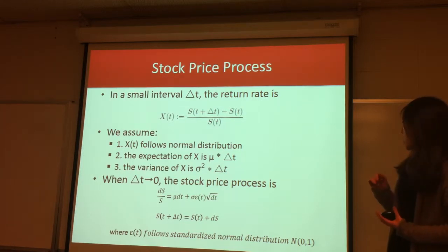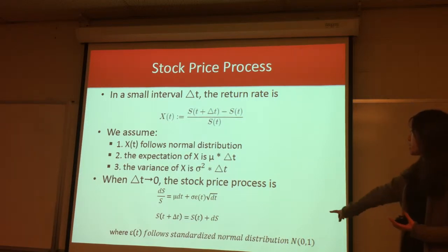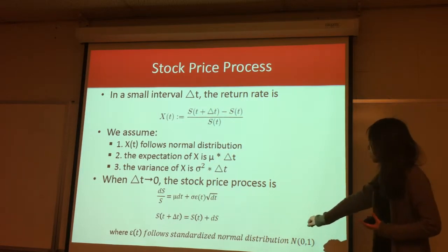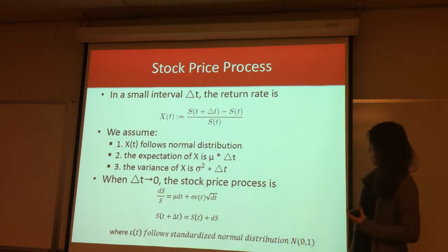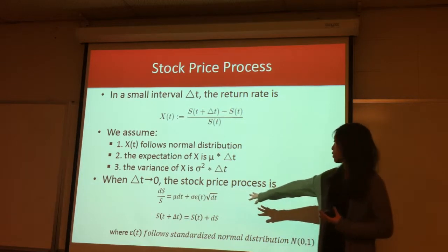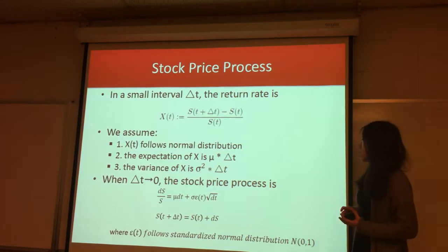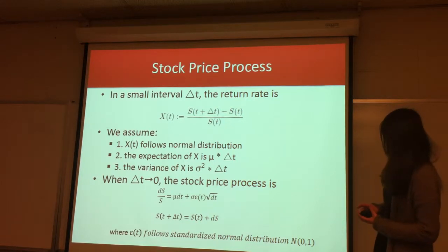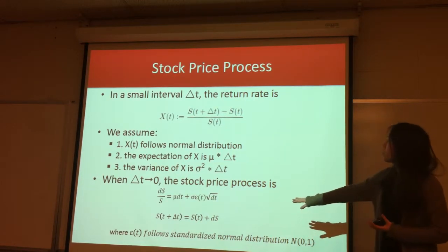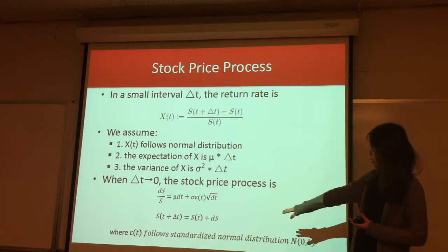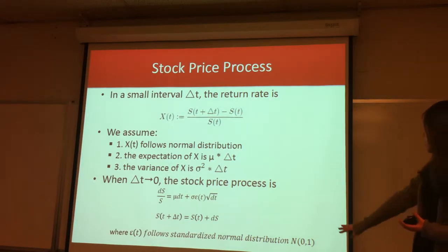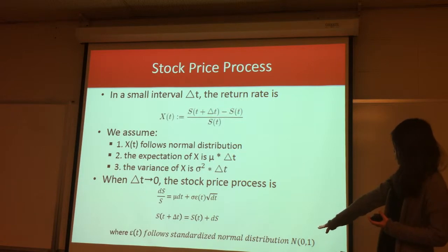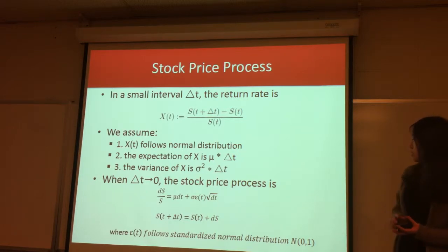Our theory says that when the interval goes close to zero, the stock price process follows this equation. You can see that the drift part is this. The mu is the drift part. And it also follows a Wiener process, where the variance is dependent on the time. Then we can calculate the difference of S, and use this to calculate the next time stock price. To be specific, the epsilon t here follows the normal distribution. It actually is the standard normal distribution.